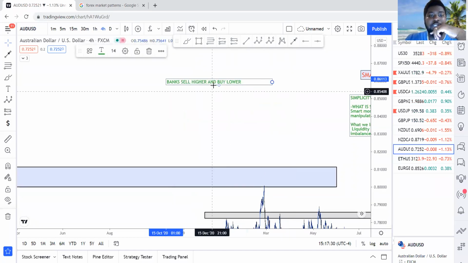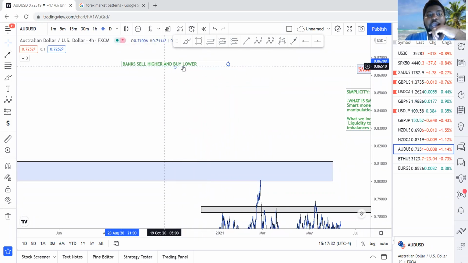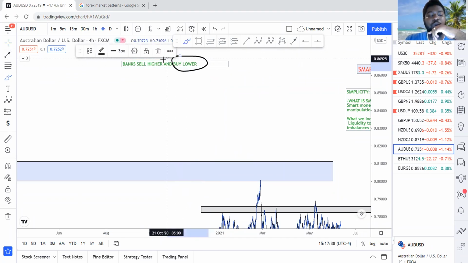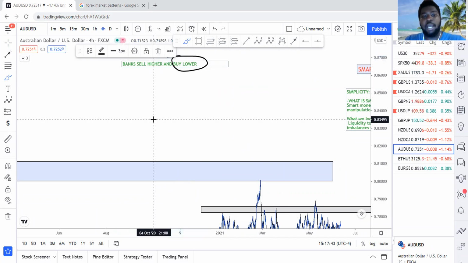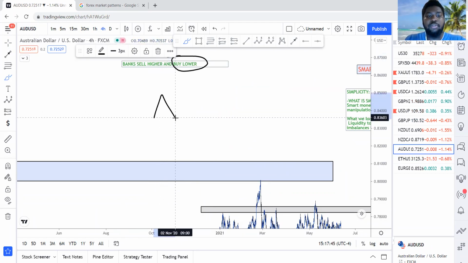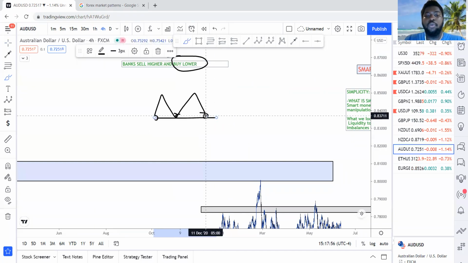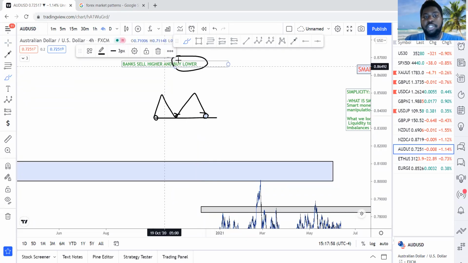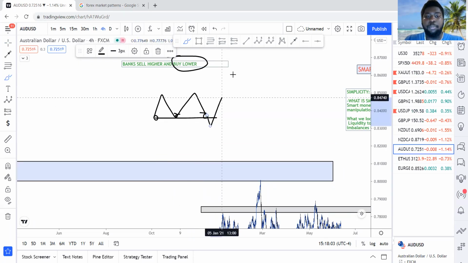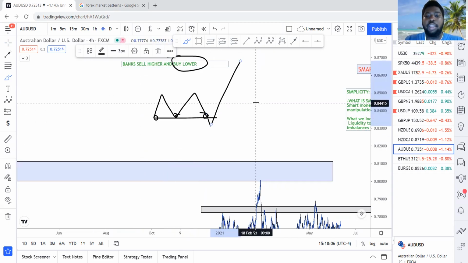So once again, let's look at buy lower. What do I mean by the banks buy lower? Say we have a triple bottom, which is a reversal for a buy. We have price coming here, equal lows, one touch, two touch, three touch. What the banks would do, once you understand the concept, is bring the price lower in order to buy.